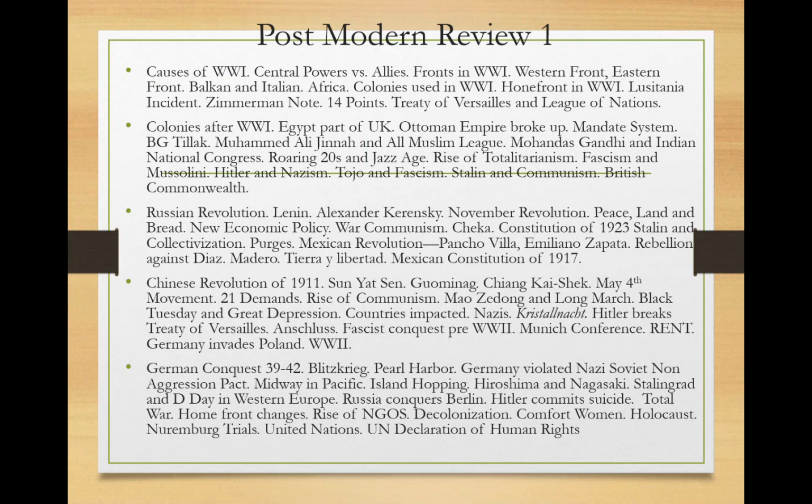China will also have a revolution. China will have the revolution of 1911, led by Sun Yat-sen, who wanted to modernize. He's going to eventually form the Kuomintang, or Nationalist Party, which was kind of a little fascist. After he dies, Chiang Kai-shek will lead them.